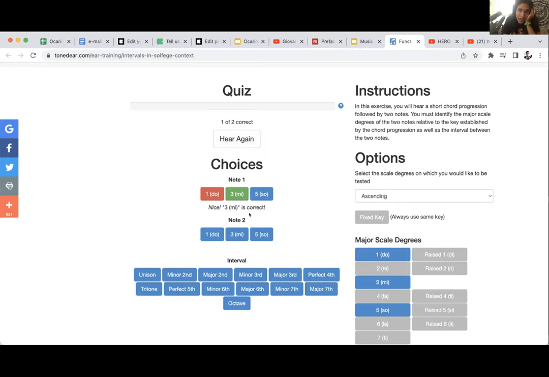Mi. It sounds like a major sixth to me. Oh, it was a minor sixth, not a major sixth. It was a sixth nonetheless. Cat, please go away. We are doing intervals. Okay. So then, anyone know what the other note is?